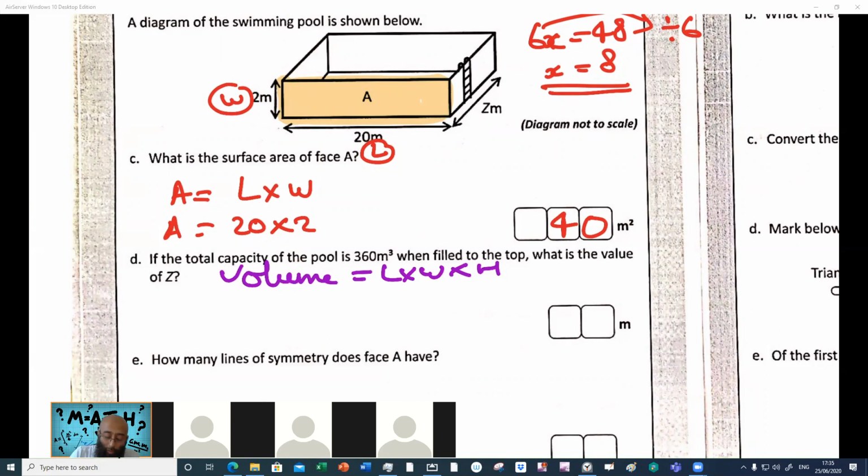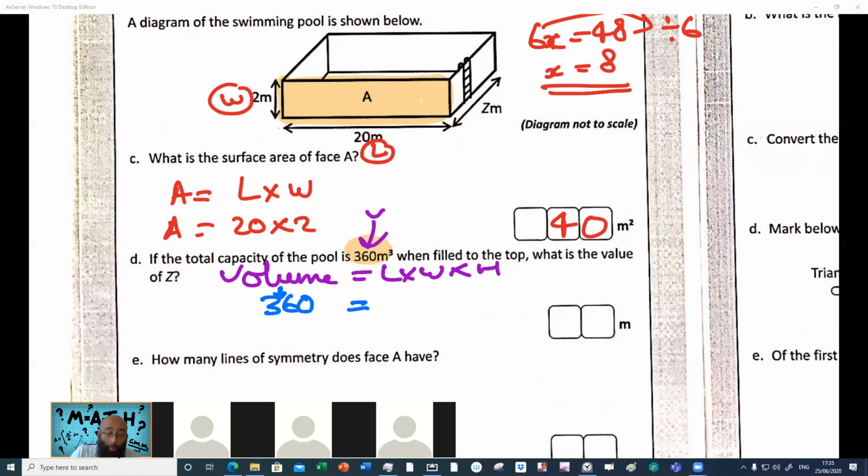Okay, so do we know what the volume of the pool is? We do know the volume. I've highlighted it for you: 360 meters cubed. Don't worry about the meters cubed for the moment, that's just the units. Under the volume, what do I put? 360. Yes, 360 cubed.